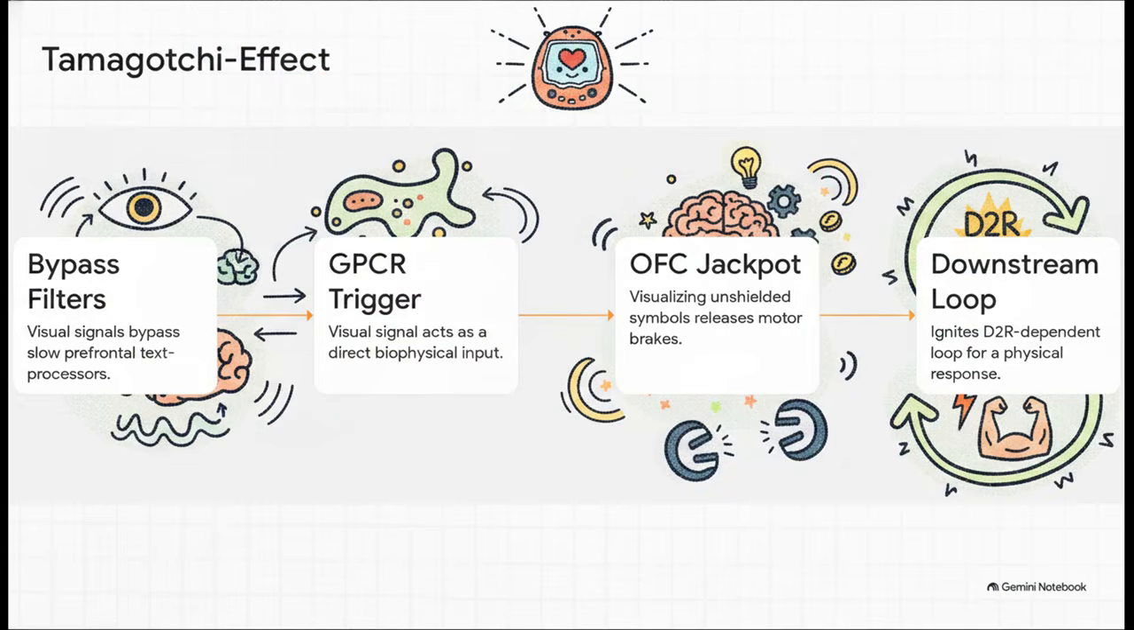The sources beautifully call this the Tamagotchi effect. It's how a screen can act as a just-in-time compiler for your physical body. Visual triggers basically bypass your slow prefrontal filters. They act as direct biological inputs, which releases your internal motor brakes and ignites a physical response. So the digital map successfully triggers a very real reaction inside your actual biological territory.